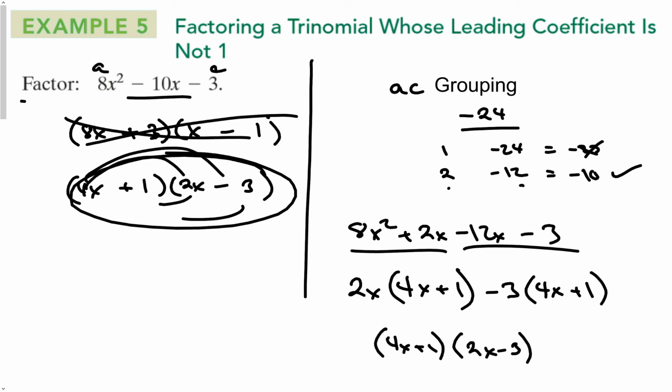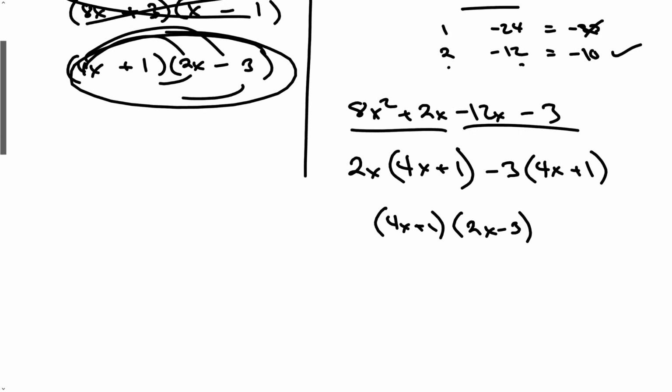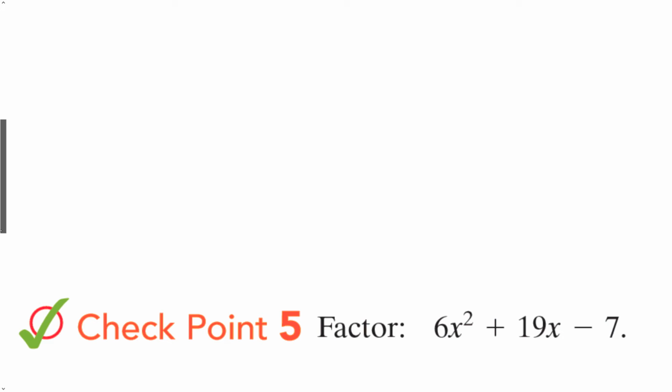I usually tend to try the guessing method first to just see if I can see the factors. If you get stuck, you can always fall back on the AC grouping method. The problem with this method is that A times C, we're multiplying two things here, so A times C can give you a large number very quickly.